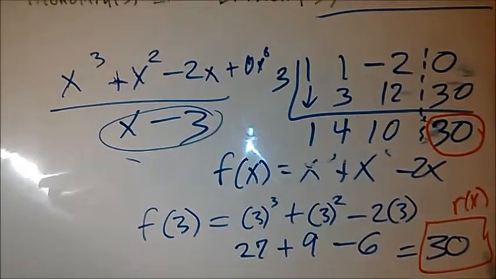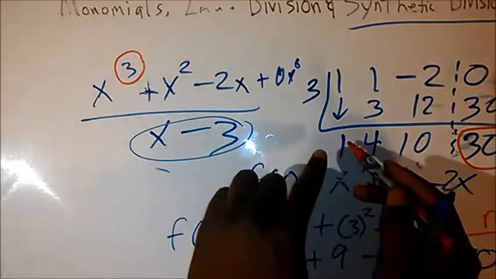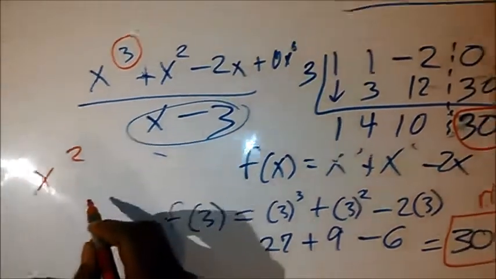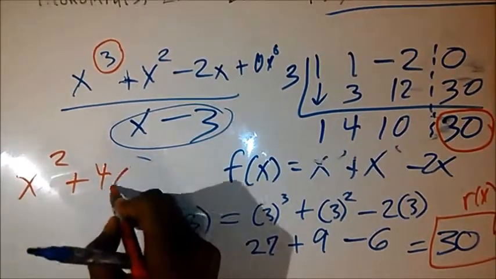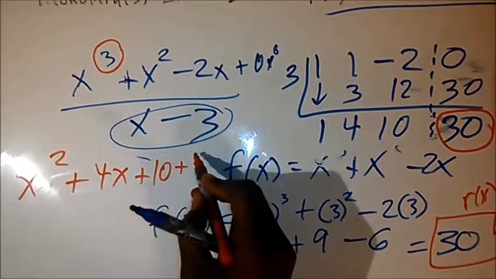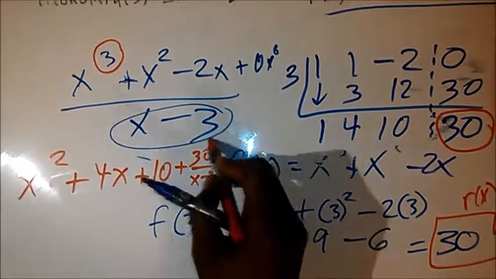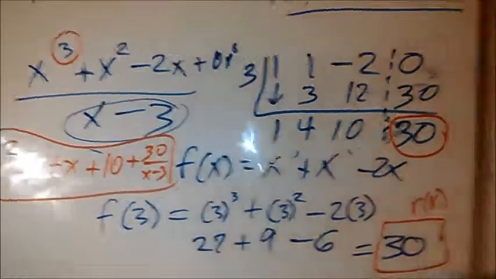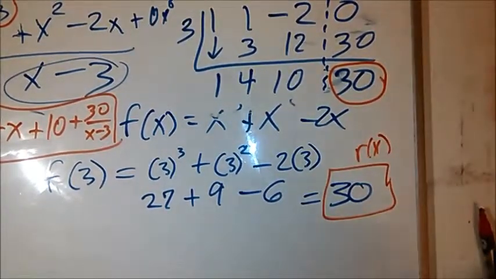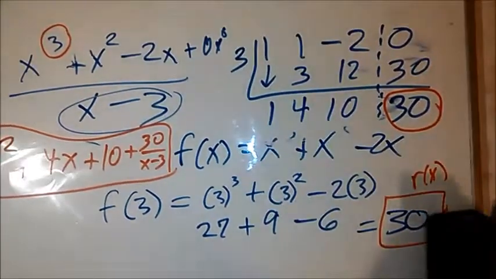The highest power is 3, so our quotient will be x squared plus 4x plus 10 plus the remainder of 30 over x minus 3. That will be our answer. Anyway, the remainder theorem works, right? It's 30. It's 30. Let's try another one.